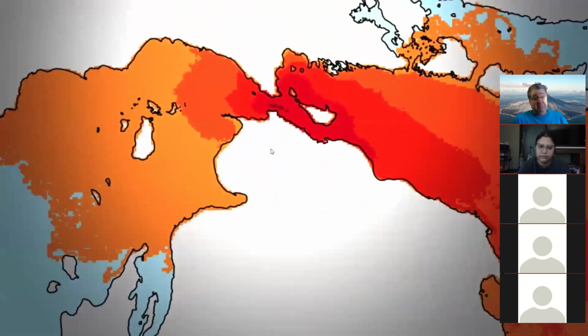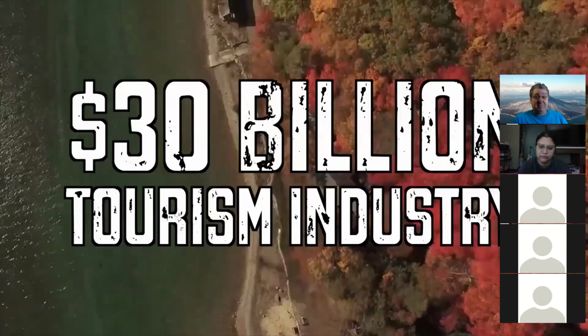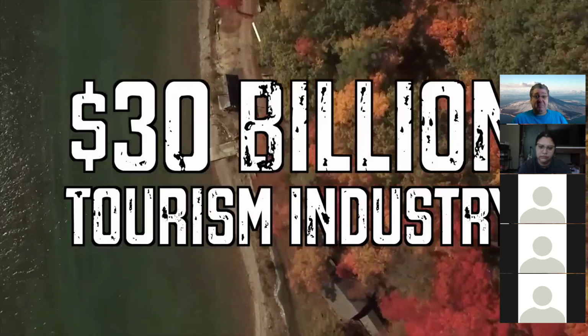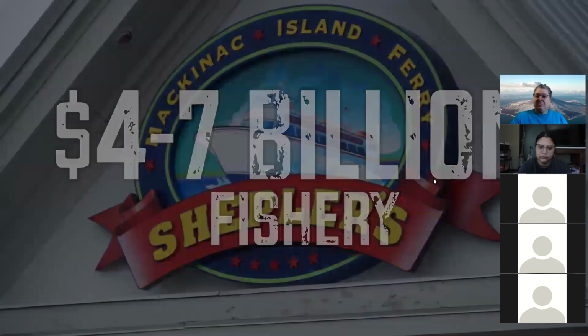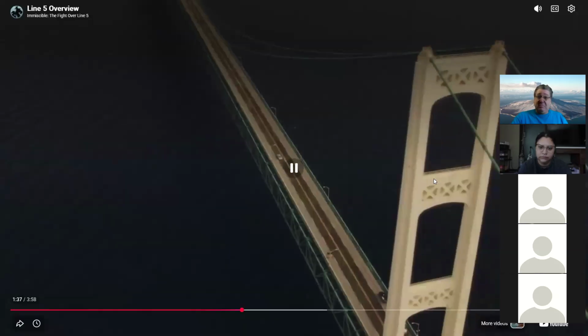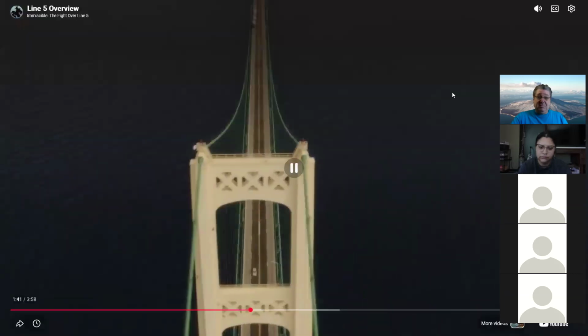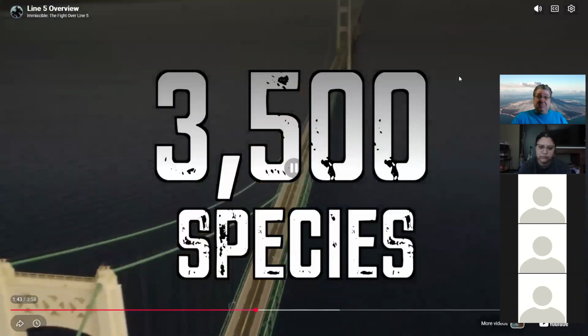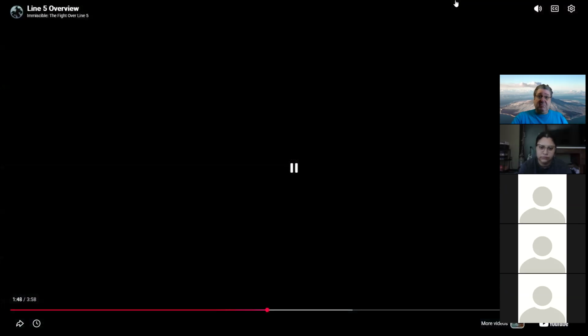It would threaten the drinking water supply of 400,000 customers, dismantle a $30 billion tourism industry and an annual $4 to $7 billion fishery. This freshwater network is an ecological sanctuary to a unique collection of 3,500 plant and animal species, and 18% of the world's surface freshwater.